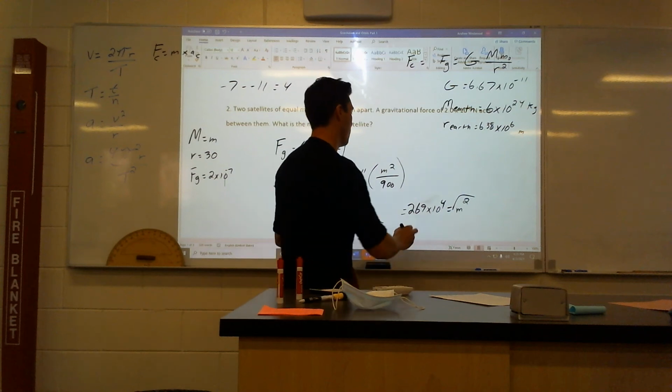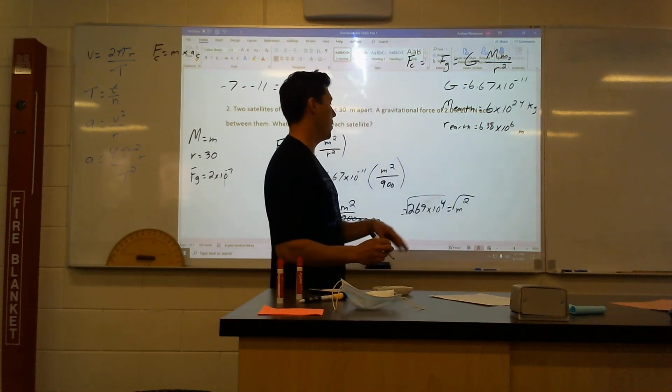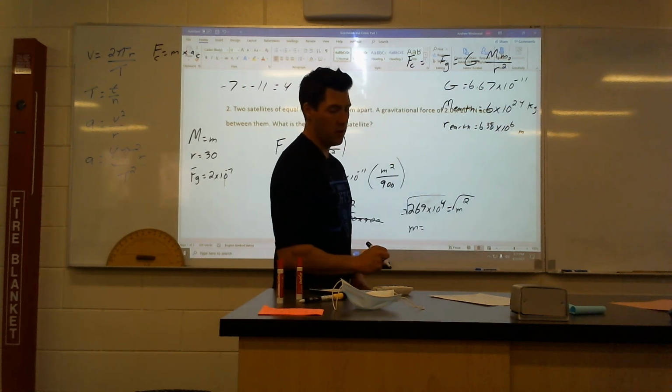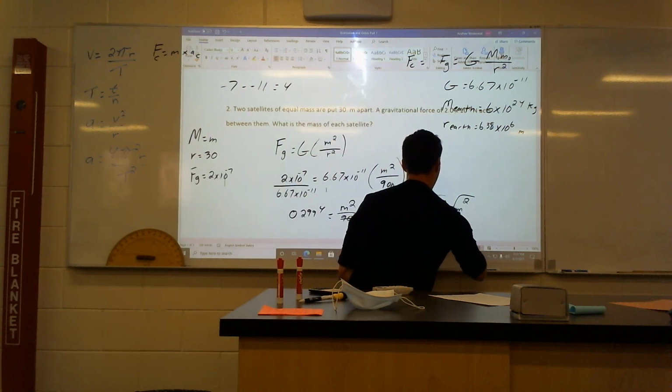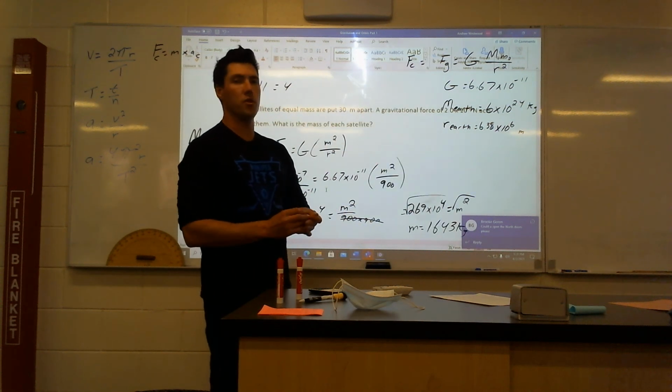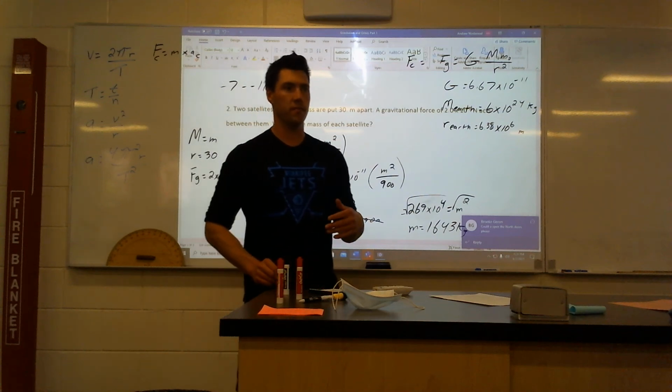Square root it, and when you do that, I will get an answer that is equal to 1,643 kilograms. So that is my actual mass for the two satellites, 1,643.